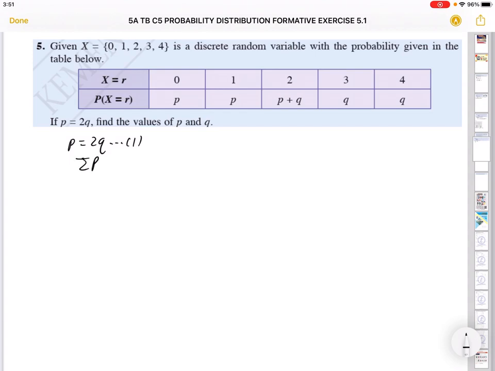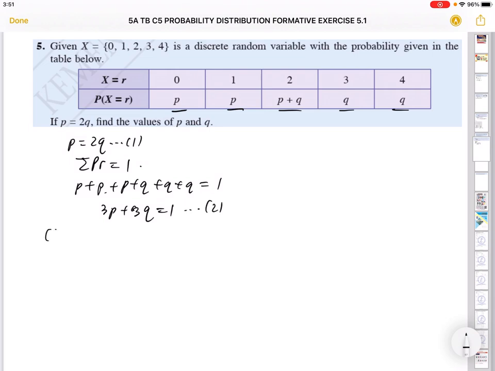So p plus q plus p plus q plus q plus q. I say this again, p plus p, not p plus q. p plus p plus p plus q plus q plus q is going to give us 1, right? So this is 3p plus 3q is 1. Well, you can call this equation 2, sub 1 into it, p is now 2q, right? This is 6 plus 3, 9q is 1, q is 1 over 9.